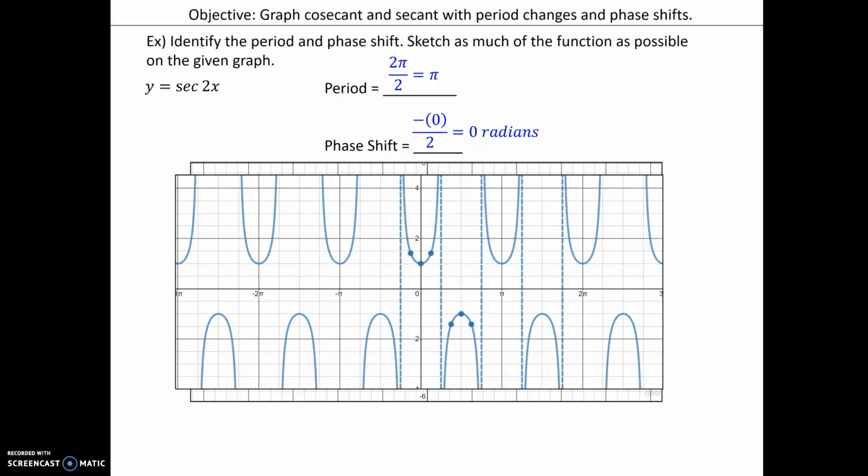Alright, so that is secant of x. Again, not much change. It's the same function as cosecant of x, just shifted back pi over 2. In this example, we had a period change of pi, so we had to horizontally compress relative to this anchor point here. And then we graph the rest.